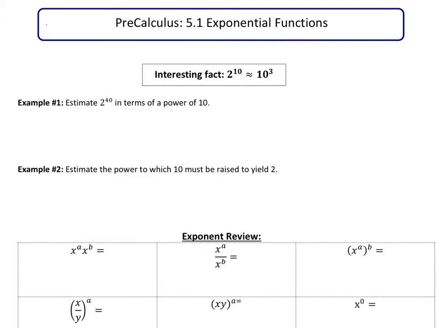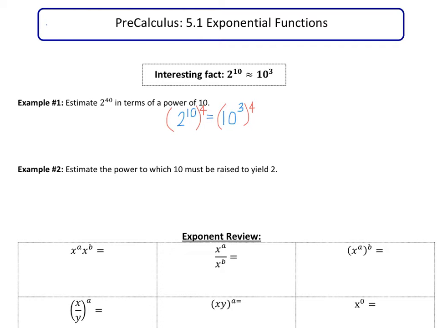So the first problem says estimate 2 to the 40th in terms of a power of 10. It's not asking us what is 2 to the 40th. It wants us to rewrite it with a base of 10. So I'm going to start with my known fact that 2 to the 10th is equal to 10 to the 3rd. But now I want the exponent to be 40, 2 to the 40th, which means I can raise both sides to the power of 4 in order to get the left side to be 2 to the 40th.